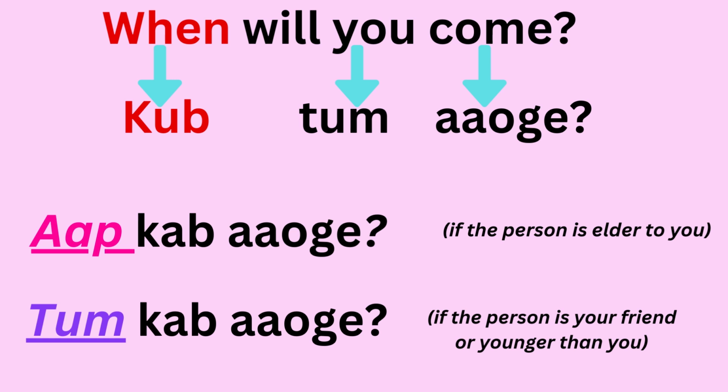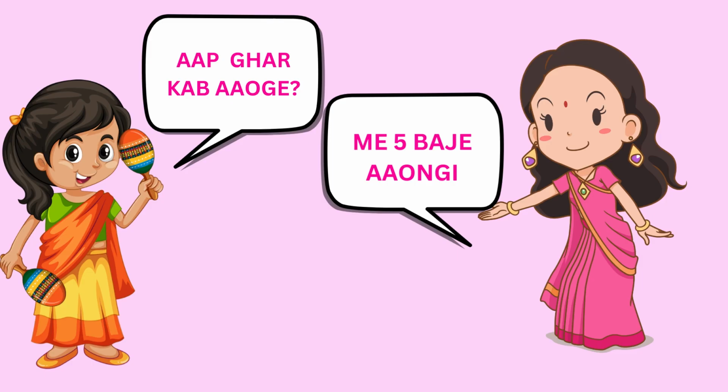So she asks her mother, aap ghar kab aoge? Ghar means home. Aap ghar kab aoge? When will you come home? Her mother says, मैं 5 बजे आऊंगी. I'll come at 5 o'clock.